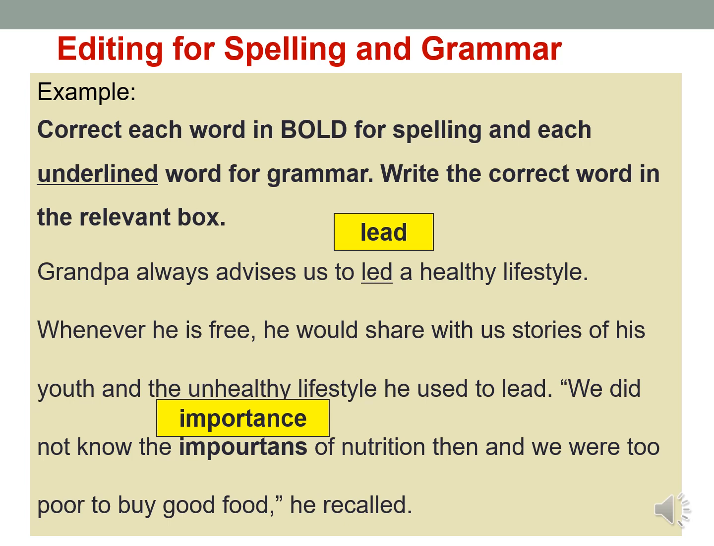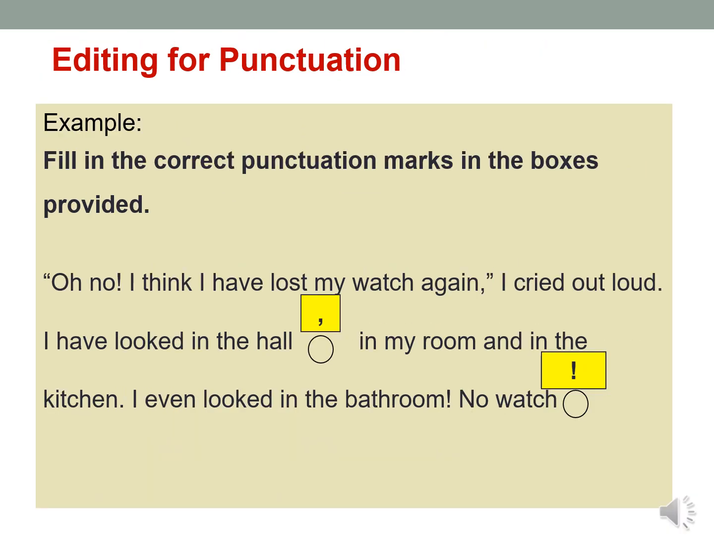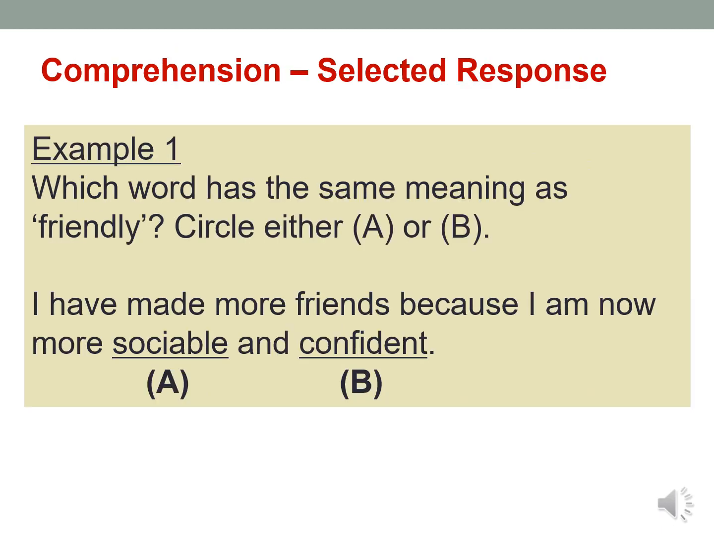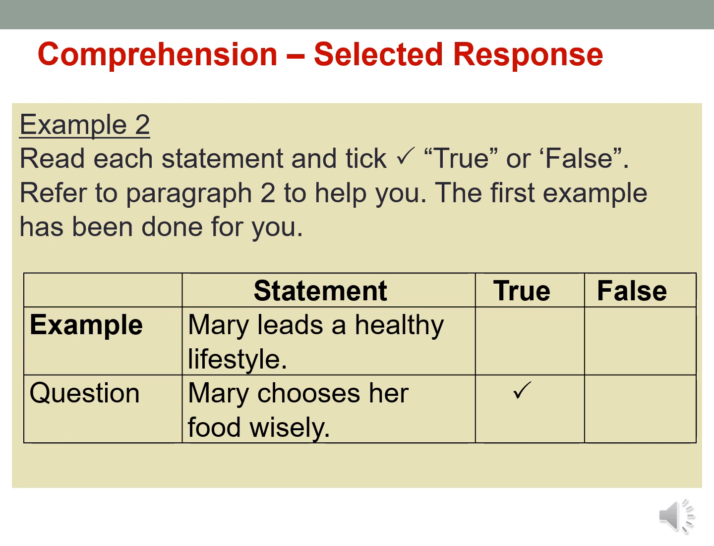For editing, spelling and grammar are tested in one passage. Editing also includes that of punctuation. For comprehension open-ended, one type of question is selected response, and an example is shown here. This is a second example for selected response.